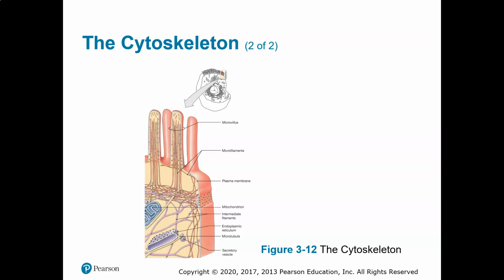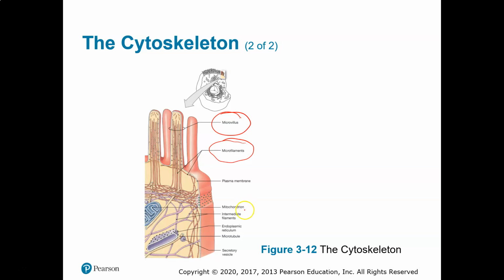This image just shows you some microfilaments and what their role is. Microfilaments are the thinnest, and they help provide attachment of certain structures to other structures, but they also are found within microvilli, which are foldings of the plasma membrane that increase the surface area. So microfilaments are the thinnest.